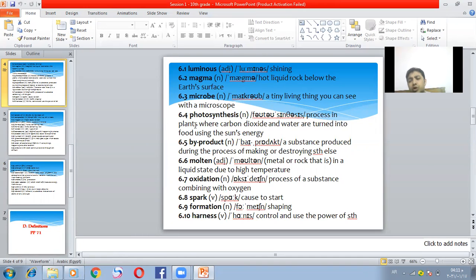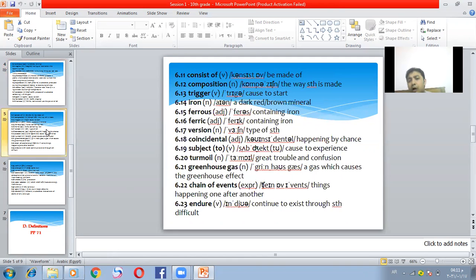Oxidation means the process of substances combining with oxygen. Spark is to cause to start. Formation is shaping. Harness means control and use the power of something. Consists of means made of. Composition, the way something is made. Trigger is to cause to start. Iron, a dark red or brown mineral. Ferrous means containing iron. Ferric is containing iron also. And version is a type of something.